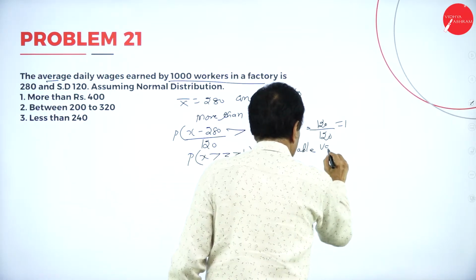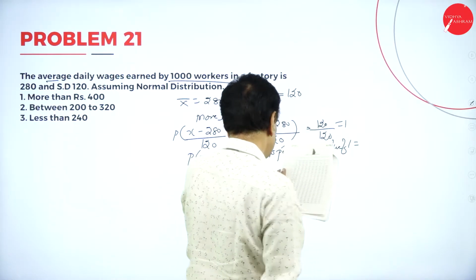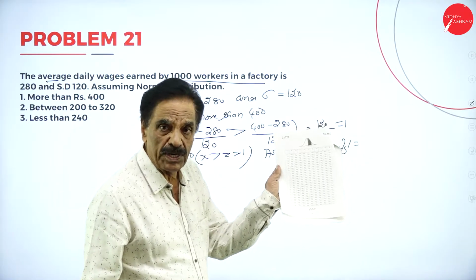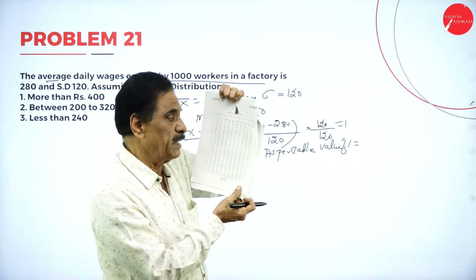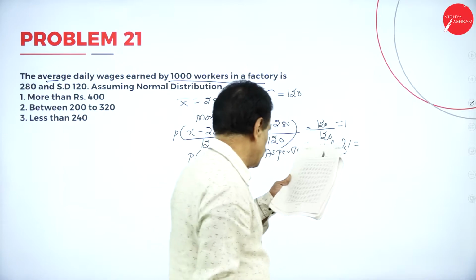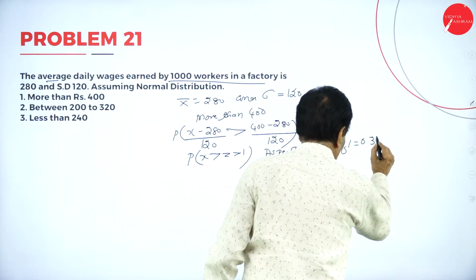You have to look up the table given by the university. This is the normal distribution table. Whatever the table gives, according to the table number, you have to do. So the value of 1 is equal to 0.3413.